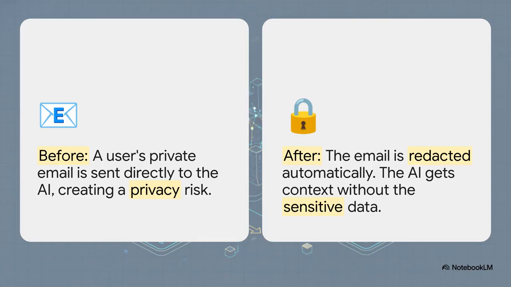On the left, a user's private email goes straight to the AI model. It could get logged, stored, or who knows what, creating a big privacy risk. But on the right, our guardrail jumps in, automatically scrubs the email out, and then passes the clean, anonymous version to the model. The AI still gets all the context it needs to be helpful, but it never even sees the sensitive data. Problem solved.